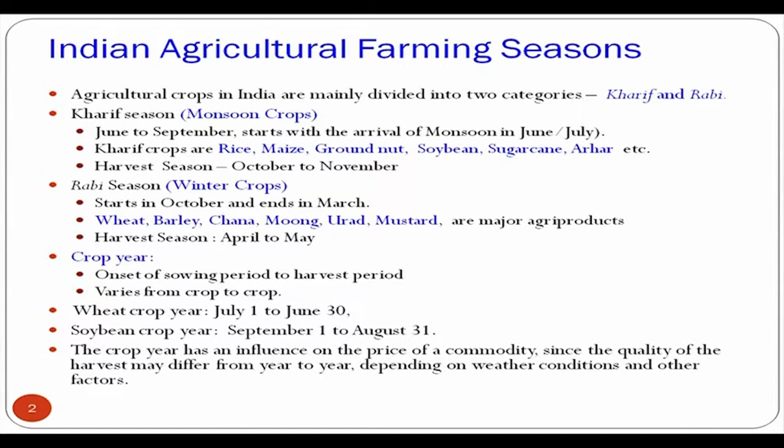of Rabi season commodities. Now another important aspect which all of us must understand is a concept called a crop year. All of us know what a financial year is. It starts, let's say, financial year 2014 to 15, from 1st April 2014 to March 31st 2015.